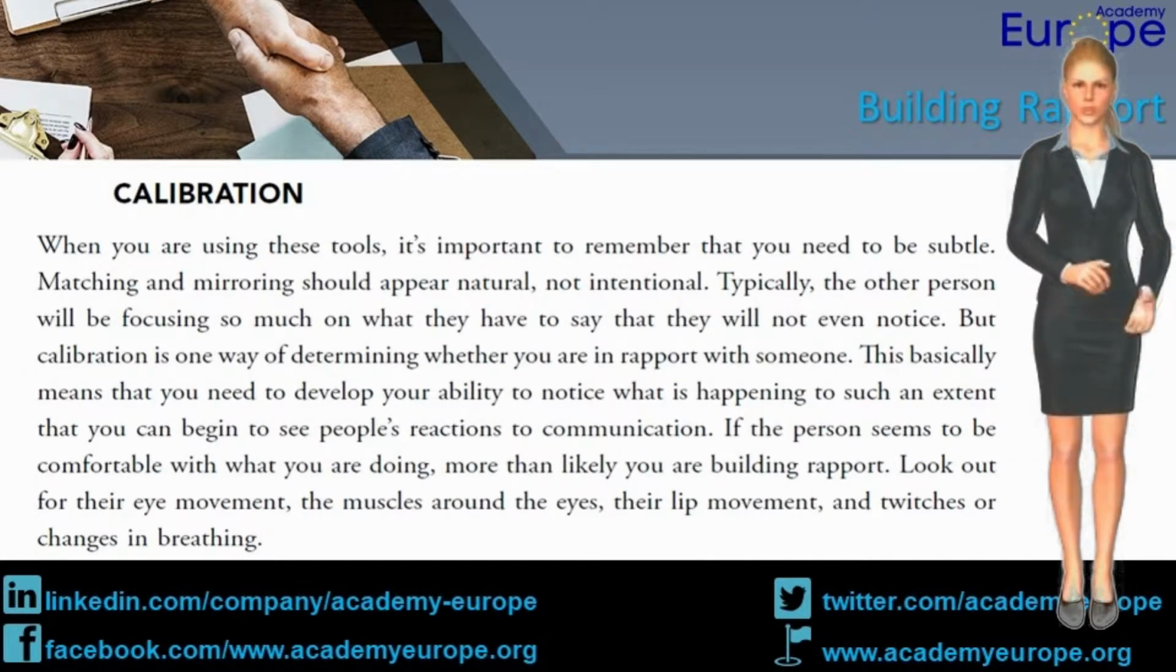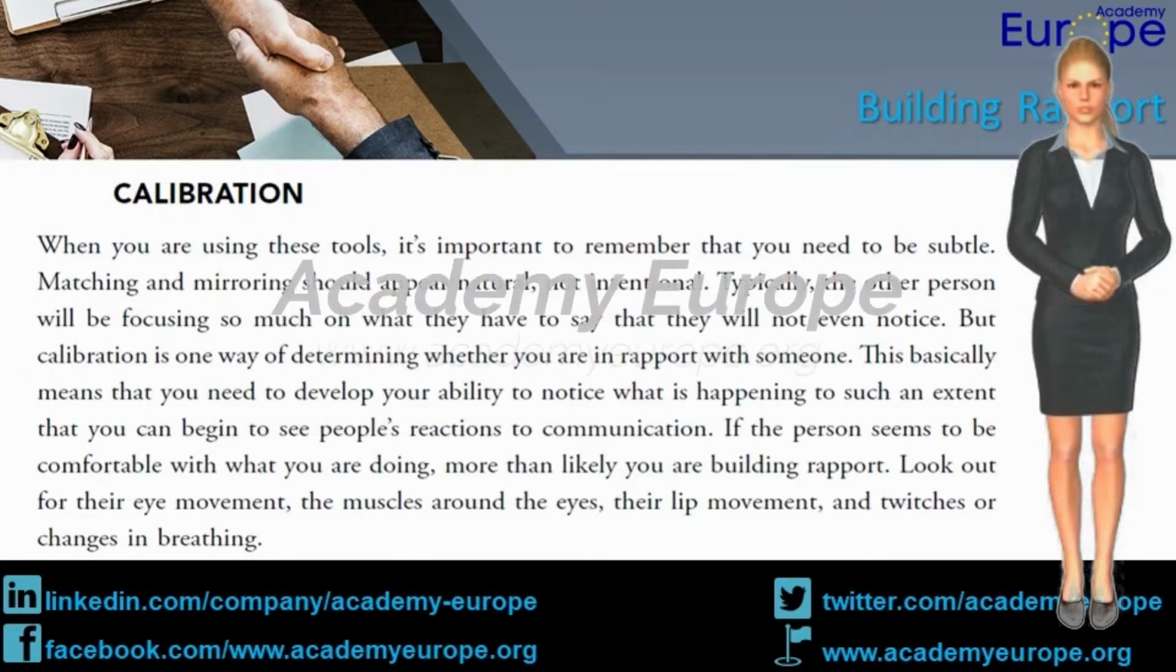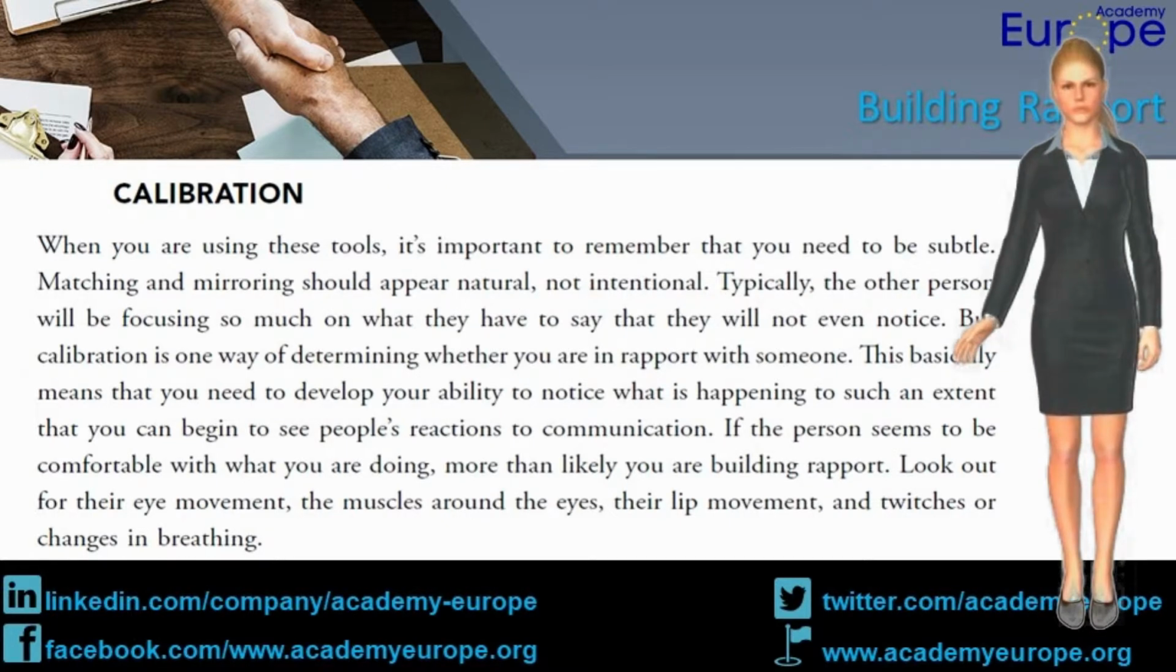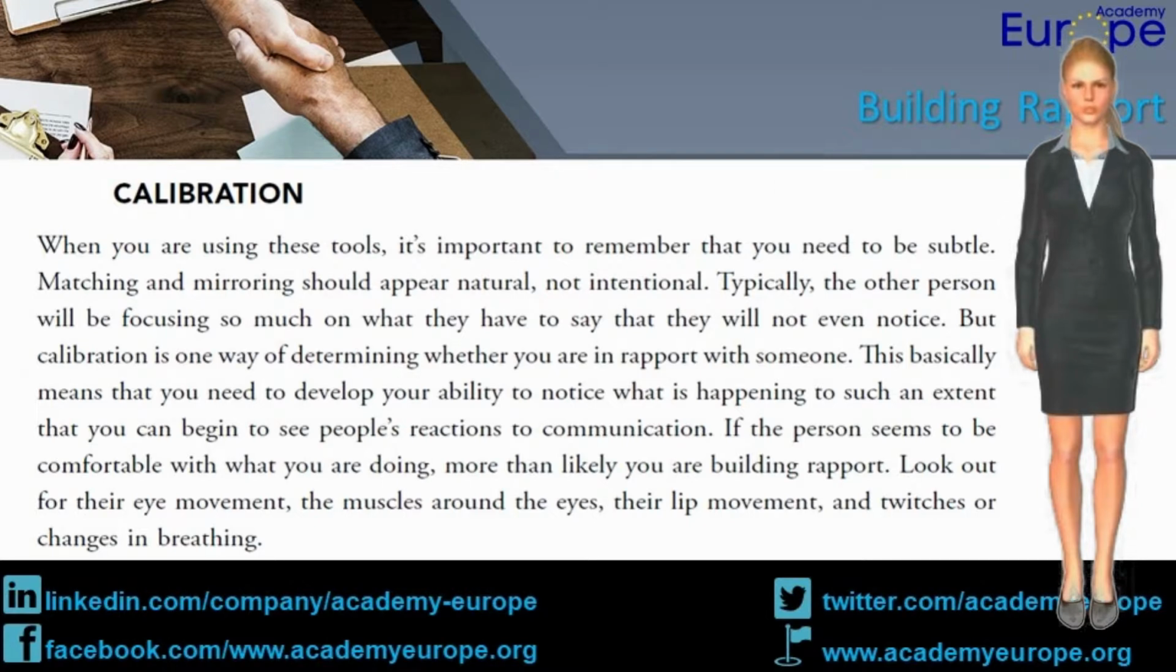Calibration. When you are using these tools, it's important to remember that you need to be subtle. Matching and mirroring should appear natural, not intentional. Typically, the other person will be focusing so much on what they have to say that they will not even notice. But calibration is one way of determining whether you are in rapport with someone.